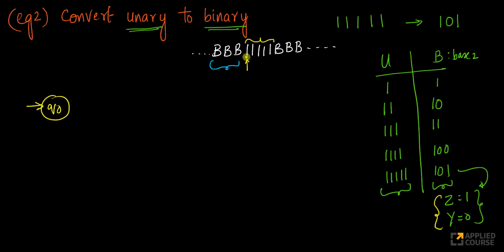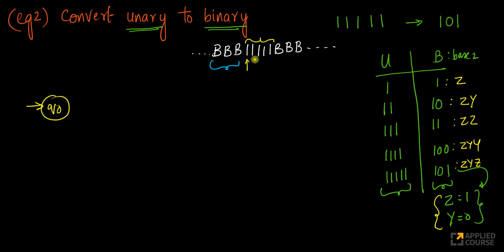So I start here. The way I'll think about it is this: the moment I encounter a 1 here, I'm reading this. What is the equivalent of unary 1? Unary 1 equals binary 1. When I'm using Z and Y, this should be equal to Z. What will this be equal to? This will be equal to ZY. This will be equal to ZZ. This will be equal to ZYY. This will be equal to ZYZ. And so on and so forth, because I'm using Z for 1 and Y for 0.